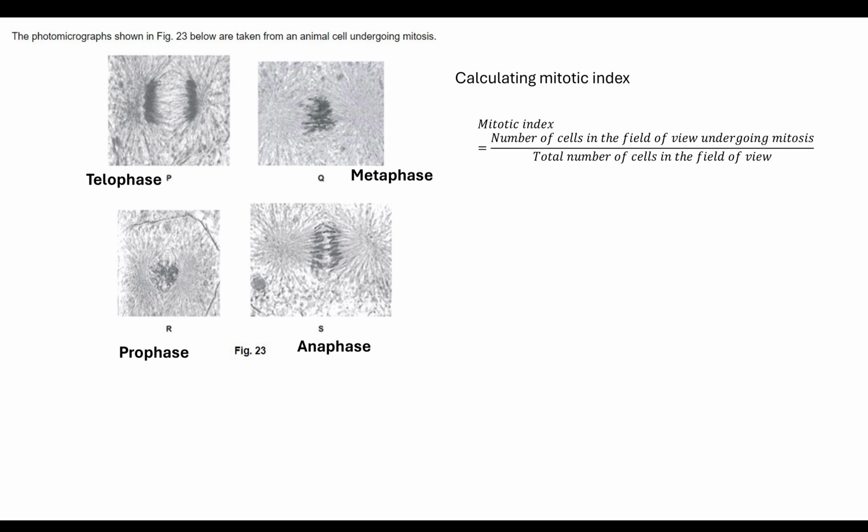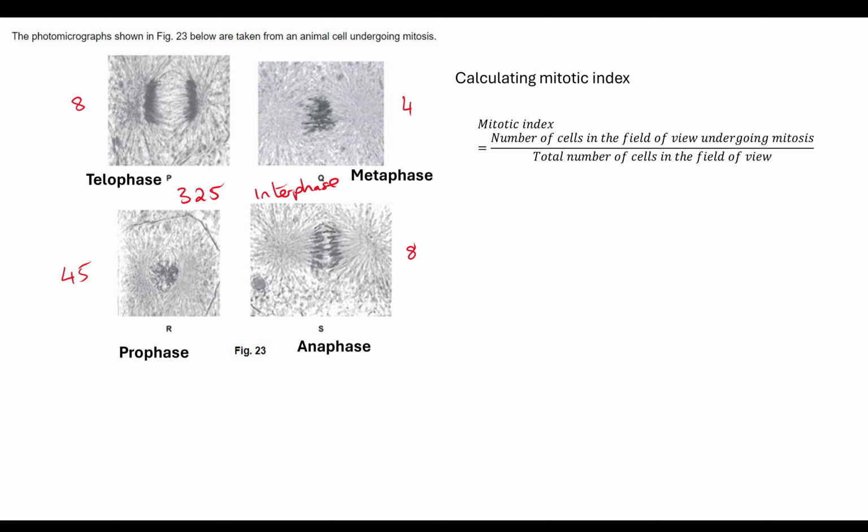Another thing they may ask you to do is give you a number of pictures, get you to identify what phase it is, and then ask you to calculate the mitotic index. With the mitotic index, what you need to understand is when you look down through the microscope, you're looking at the number of cells in your field of view that are undergoing mitosis. And then you would divide that by the number of cells in the field of view in total. The number of cells going through mitosis means prophase, metaphase, anaphase, and telophase. So you would calculate all the cells going through all of those phases and then divide that by the total number of cells that you can see in the field of view.